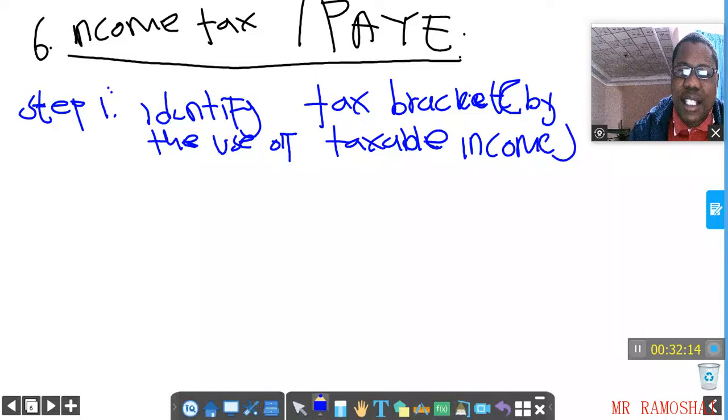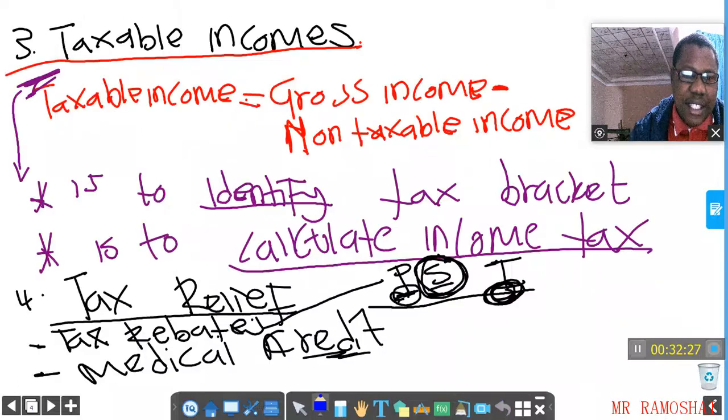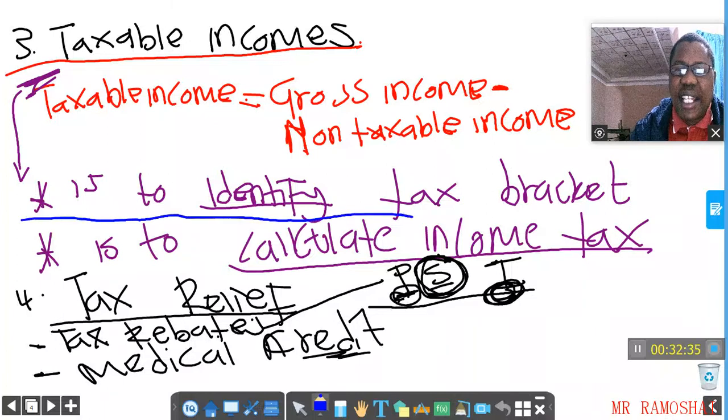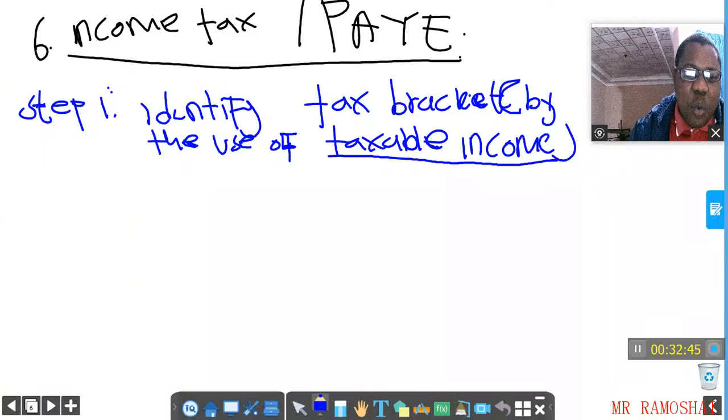To identify the tax bracket, there is only one thing that you're going to use, and it is the taxable income. The importance of taxable income is to identify the tax bracket. This is the only amount we use to identify the tax bracket. Now, what do you do after identifying the tax bracket? This is step number 2.